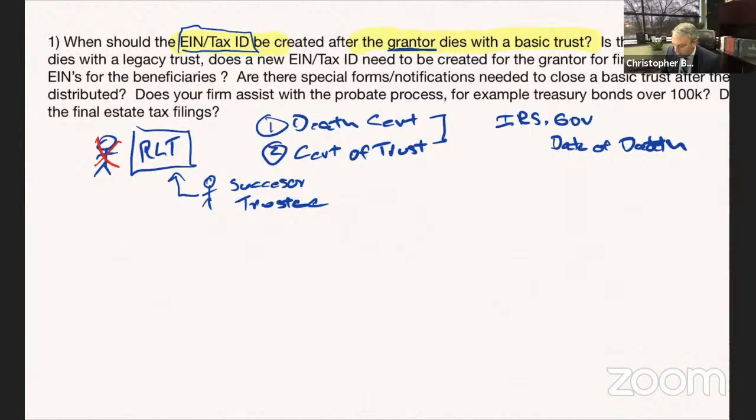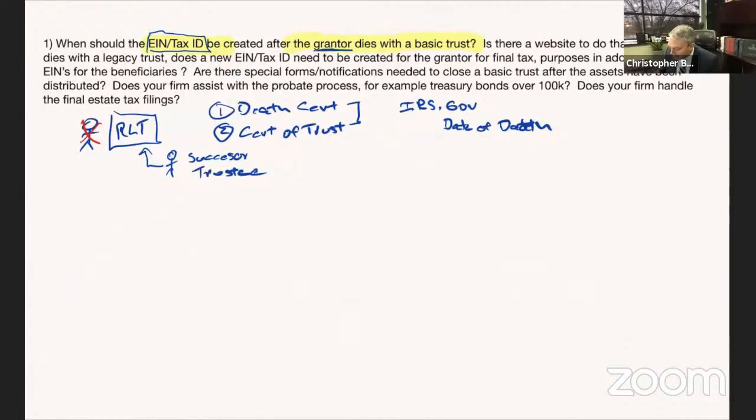So when should the tax ID be created after the grantor dies? Sometimes you actually don't need one, but if there isn't already a trust account to deposit funds into, then you have to get that tax ID number. And that's always something that we can help you with. Is there a website to do that? Yep, it's at irs.gov.